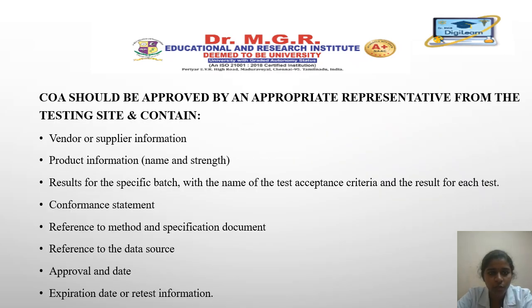The COA should be approved by an appropriate representative from the testing site. It includes the vendor or supplier information, product information including the name and strength, result for the specific batch, reference method and specification documents, and approval and date and expiry date or retest information.